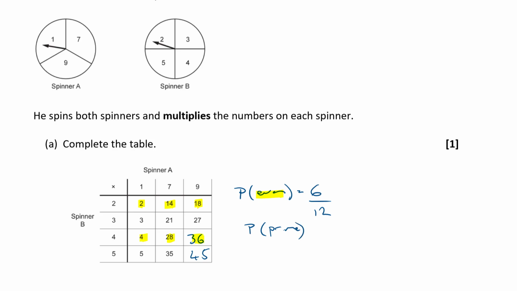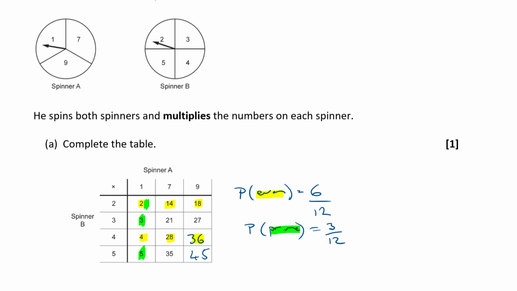Okay, let's do these in green. So which answers are prime? 2's prime, 3's prime, 5's prime, 14 isn't, 21 isn't, 28 isn't, 35 isn't, 18 isn't, 27 isn't, 36 isn't, 45 isn't. Okay, so it's just those three numbers in the first column, because obviously they're not going to be prime if they've got other factors. So the probability that it's prime is 3 out of 12.